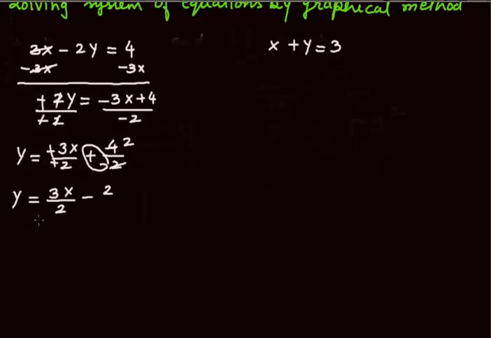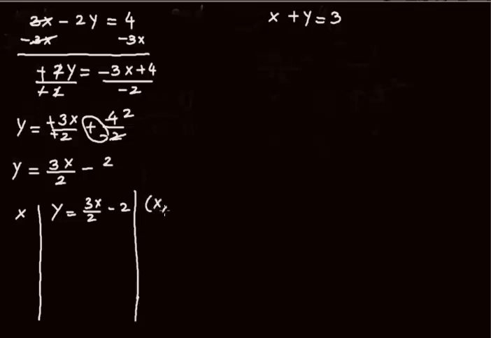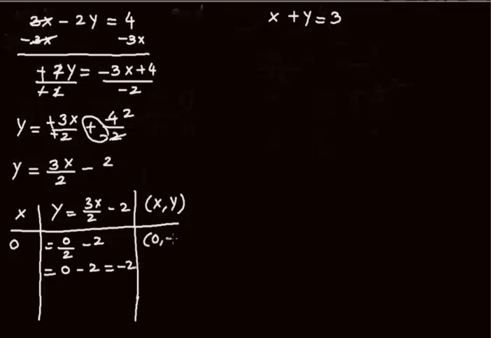Now I'll prepare a function table for the first equation. So y is equal to 3x over 2 minus 2. With the function table, we'll get the coordinates of x and y. Suppose I am taking x equal to 0. So y is equal to 3 times 0, which is 0 over 2, minus 2. So 0 minus 2 gives you negative 2. So the coordinates will be 0, negative 2.